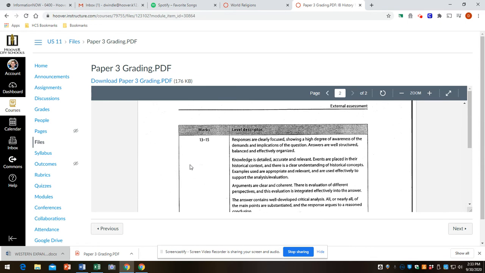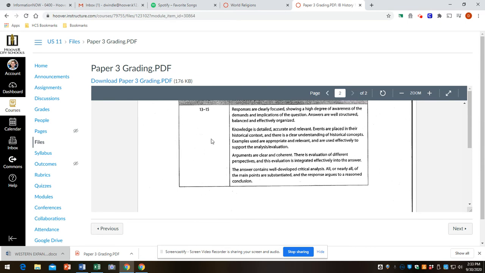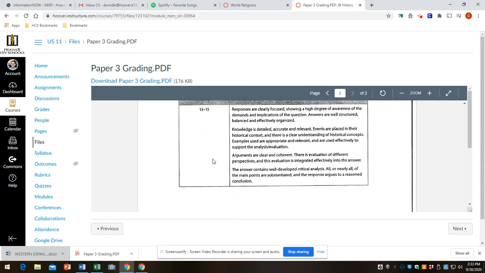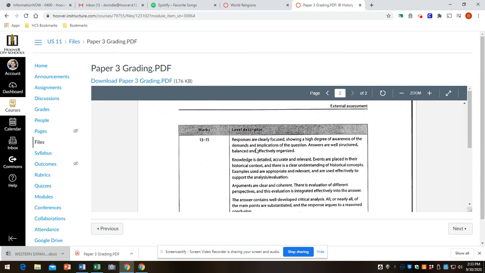So it's out of 15 marks. Let's look at what the highest mark band, 13 to 15, is. Responses are clearly focused, showing a high degree of awareness of the demands and implications of the question. Answers are well structured, balanced, and effectively organized. So, understand the question, show that, and have a structured, organized response.